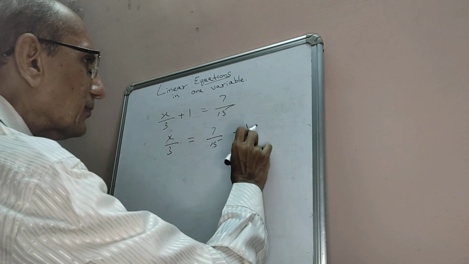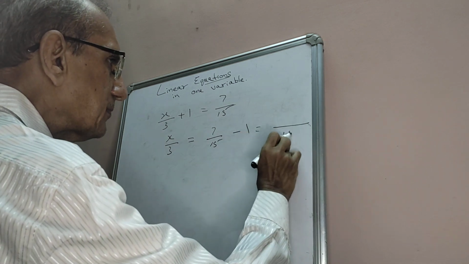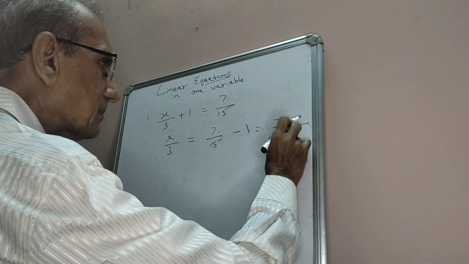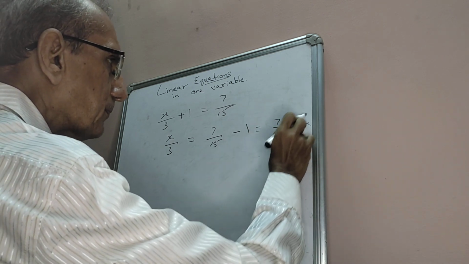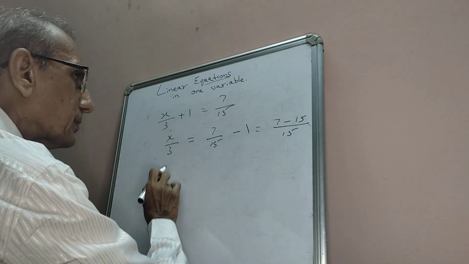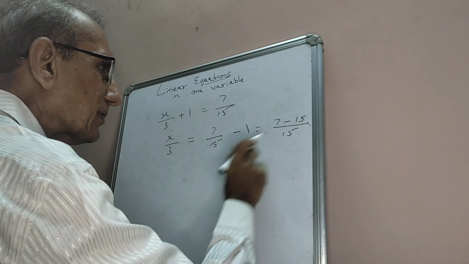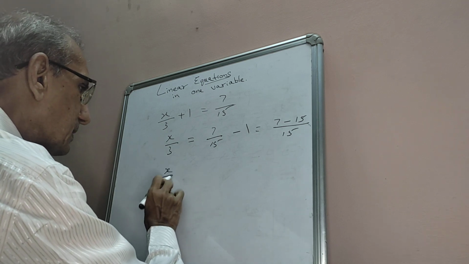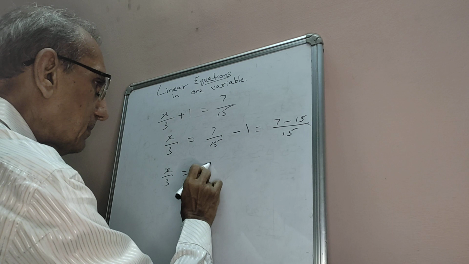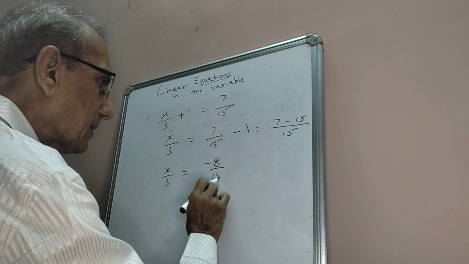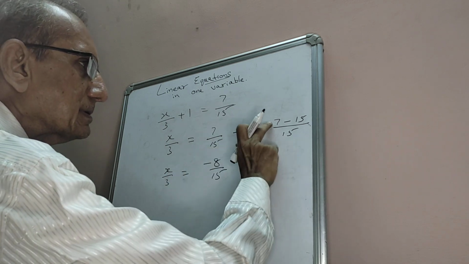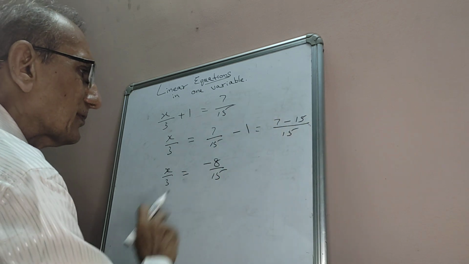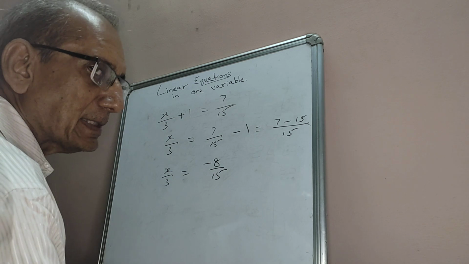Okay. That will give you what? 15 is the LCM. So here you get 7 minus 15. Right? So 7 minus 15 is what? 8. So x by 3 is equal to minus 8 by 15. Why minus 8? Because 15, the greater number, has got a minus sign. 7 minus 15 is minus 8. Right?